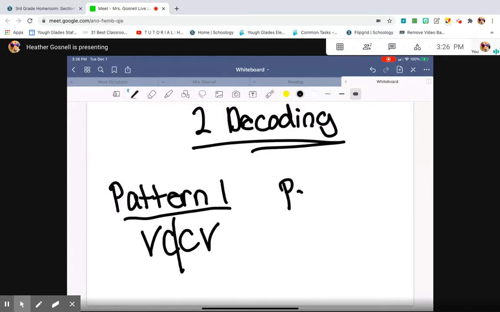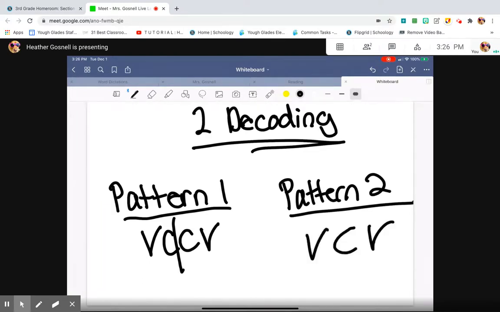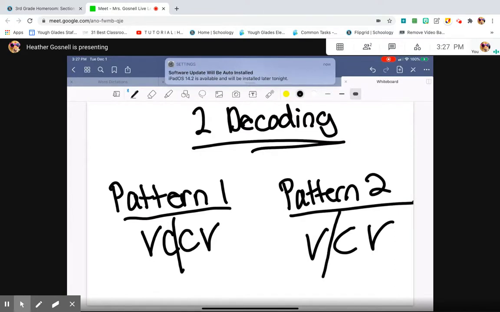Pattern number 2 is VCV, vowel, consonant, vowel. When we see this pattern, we split it after the first vowel. Now, for pattern number 2, we know for certain that the first syllable is going to be open, meaning that's going to be a long vowel because there's no consonant shutting the door on that.